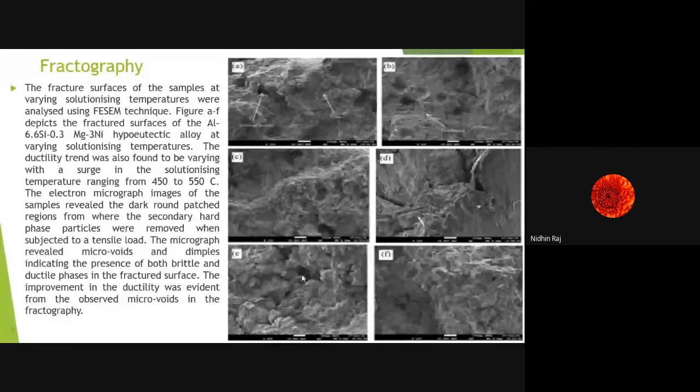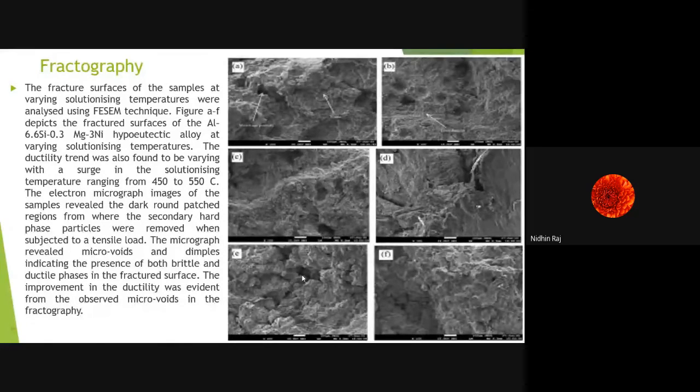The ductility trend here was also seen to be varying with an increase in the solutionizing temperature ranging from 450 to 550 degrees Celsius. Electron micrograph images of the samples revealed dark round patched regions from where the secondary hard phase particles were removed when subjected to a tensile load. The micrograph revealed micro voids and dimples, indicating the presence of both brittle as well as ductile phases in the fractured surface. The improvement in ductility was evident from the observed micro voids in the fractography.